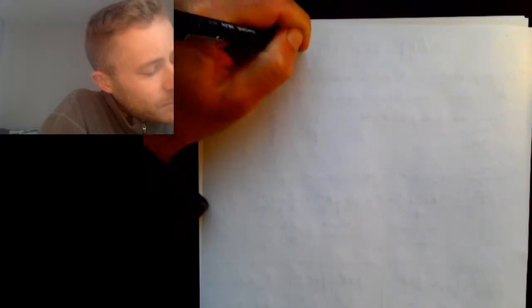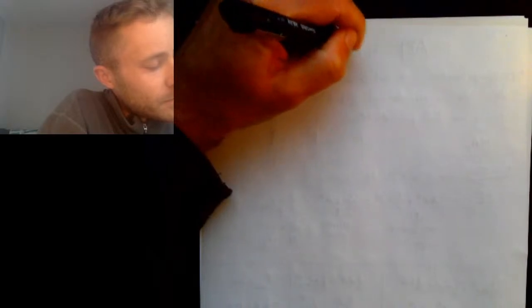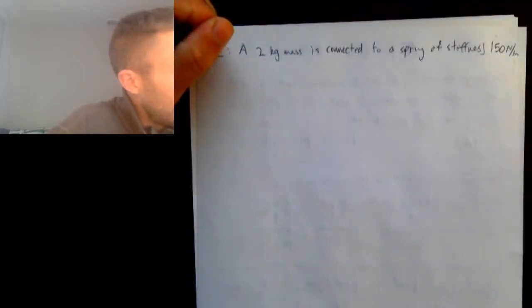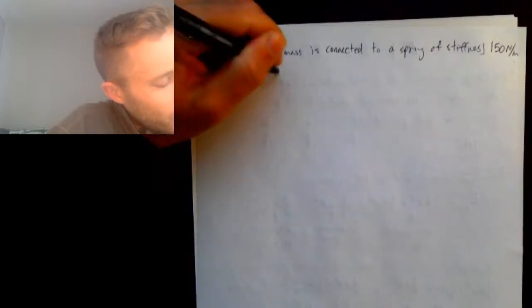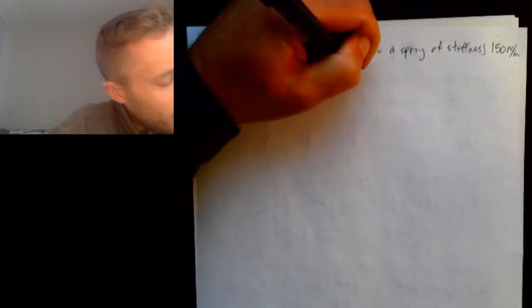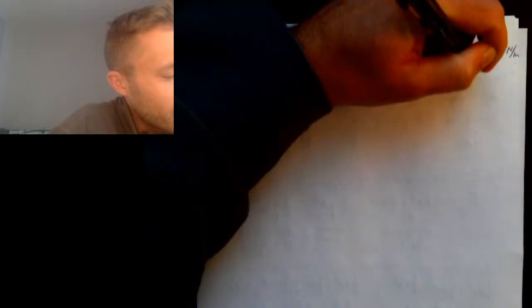So let's suppose we have a 2 kilogram mass connected to a spring of stiffness, let's say 150 newtons per meter. The mass is pulled, let's say 0.3 meters from equilibrium and released from rest.